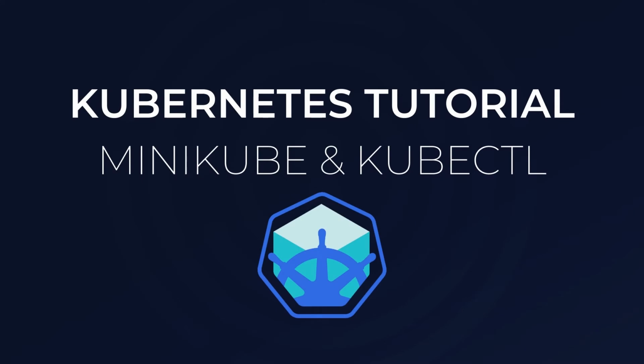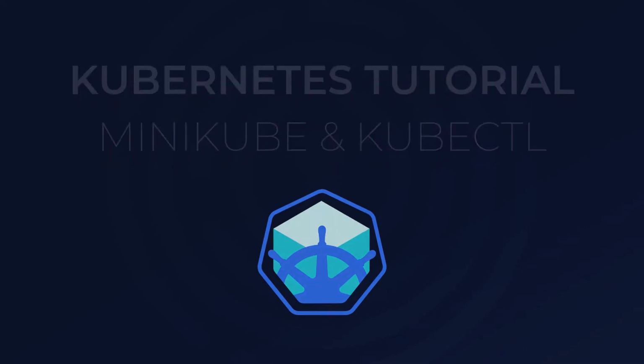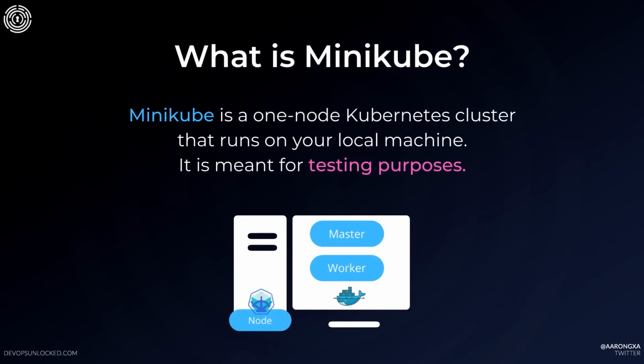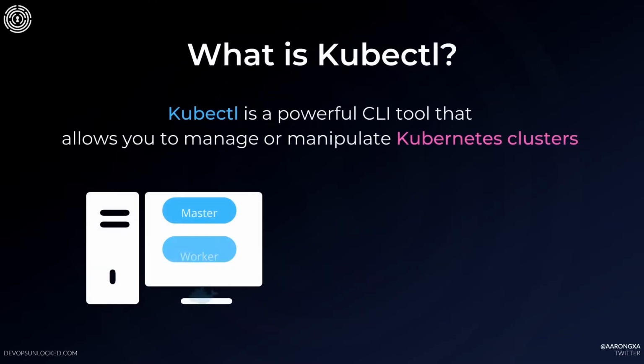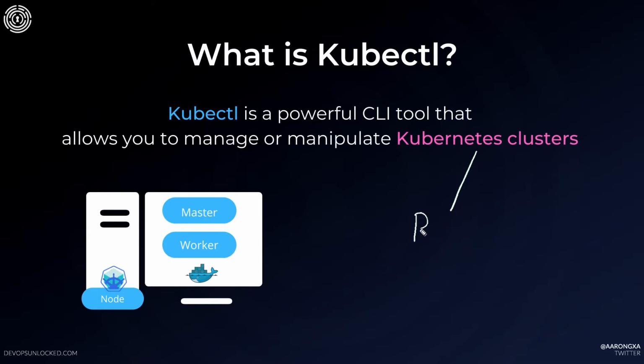Welcome to DevOps Unlocked. In this video, I'll be showing you Minikube and Kubectl. Sounds exciting, right? Minikube is a one-node Kubernetes cluster that runs on your local machine, and it is meant for testing purposes. And Kubectl is a powerful tool that allows you to manage or manipulate Kubernetes clusters. These Kubernetes clusters can be either production clusters or, in this example, a test cluster, and we will be setting up our test cluster using Minikube.